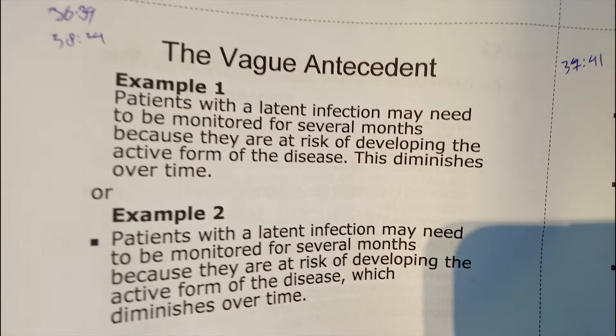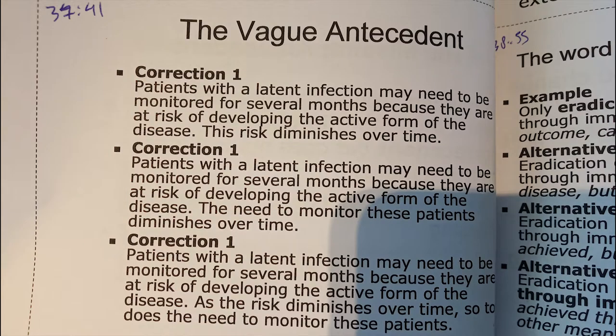Patients with a latent infection may need to be monitored for several months because they're at risk of developing the active form of the disease, period. This risk diminishes over time. Okay, now I know. Or the need to monitor these patients diminishes over time. Okay, now I know. Or as the risk diminishes over time, so too does the need to monitor these patients. Now I know it's both of them.